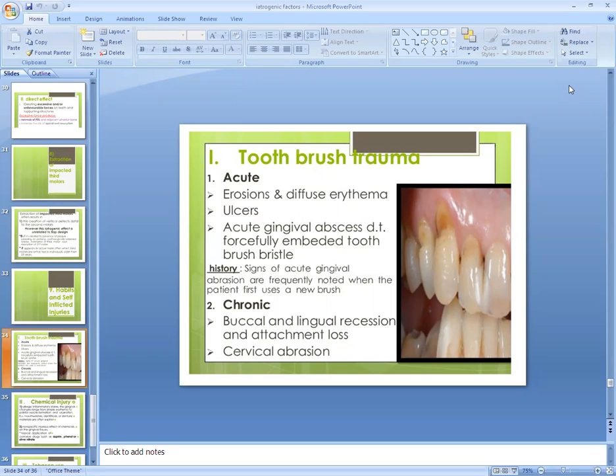In acute faulty toothbrush technique, there is erosion and diffuse erythema. Also, ulcers are there, and acute gingival abscesses related to specific teeth. And in chronic faulty toothbrushing techniques, you can see the patient always has buccal and lingual recession, attachment loss, and cervical abrasions.